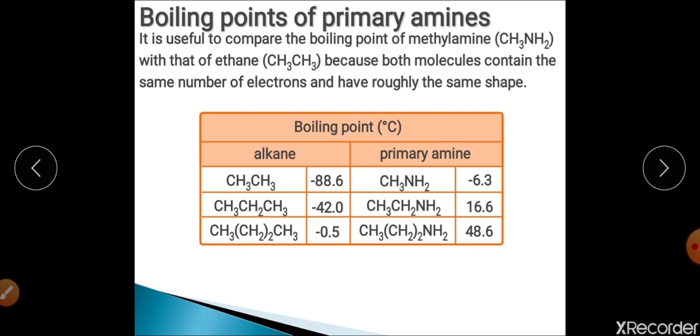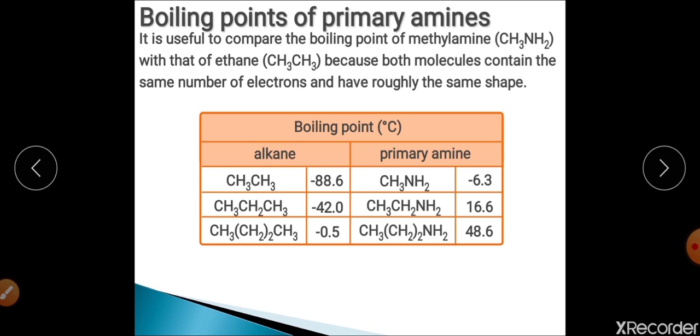Now you can see in the slide the boiling point, but before discussing the boiling point, if we discuss the solubility of the aromatic amines in water, our answer will be that they are not soluble in water. The reason is that there is a big aromatic ring attached to the NH2 group, and that makes it hydrophobic, and because of that it is insoluble in water, right?